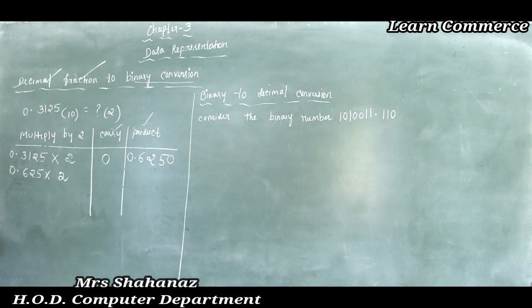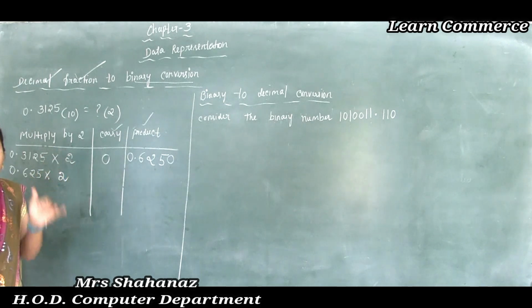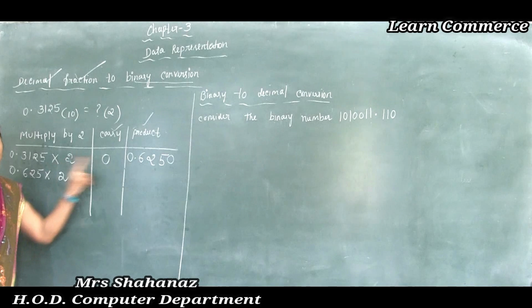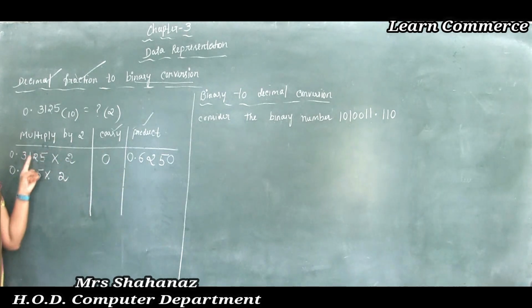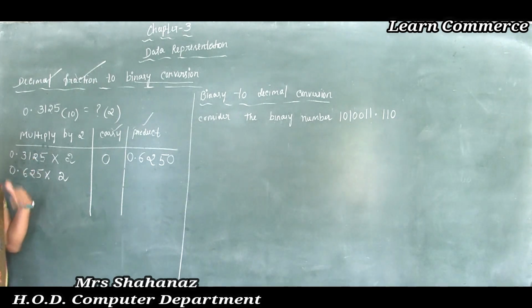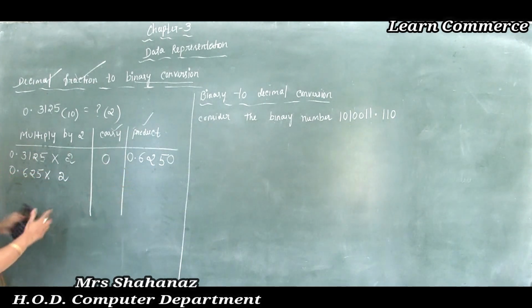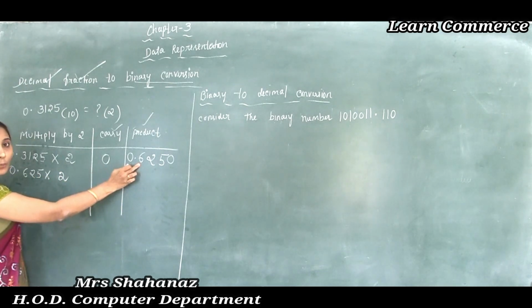So now again you have to make the multiplication by 2. As we know, the first step is to take the decimal number and multiply by 2, note the carry and the product, and again repeat step 1. Correct? No? Again and again till the fractional product becomes 0. So now the second multiplication, taking the result of the product column.